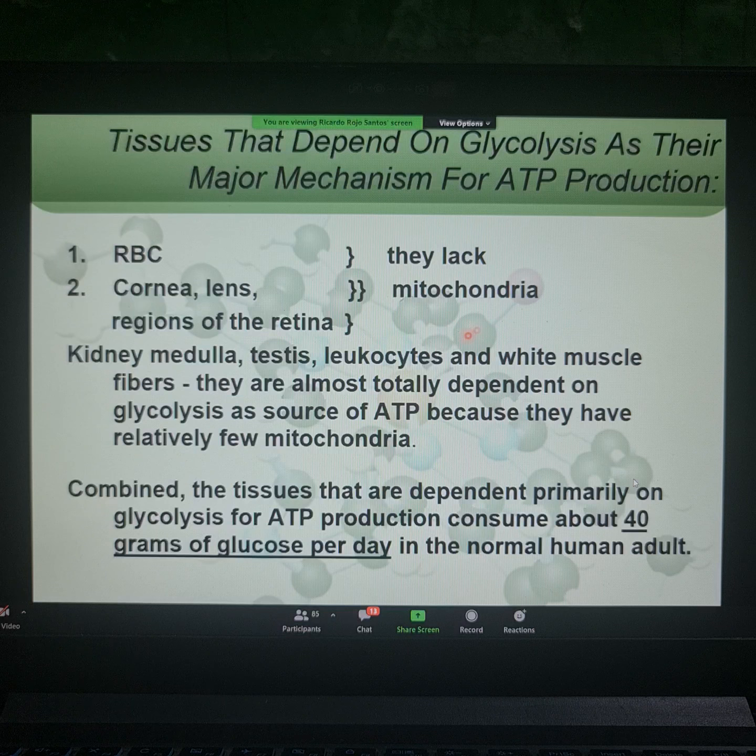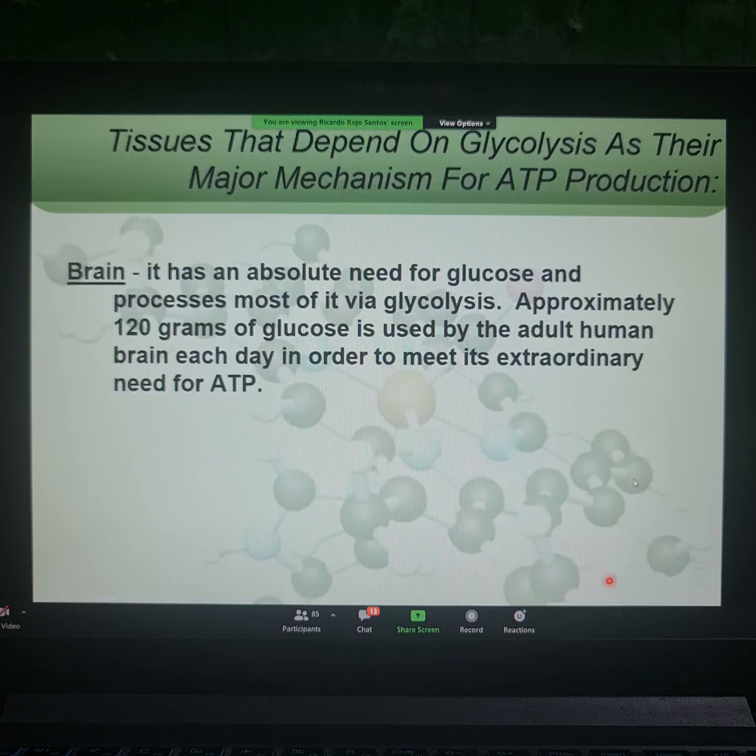Now, the kidney medulla, the renal medulla, that's the inner portion of the kidney, the testes, the leukocytes, white muscle fibers, they are almost totally dependent on glycolysis as a source of ATP. And this is what I'm saying. They have few mitochondria. So combined, the tissues that are dependent primarily on glycolysis for ATP production consume around 40 grams of glucose per day in the normal human adult.